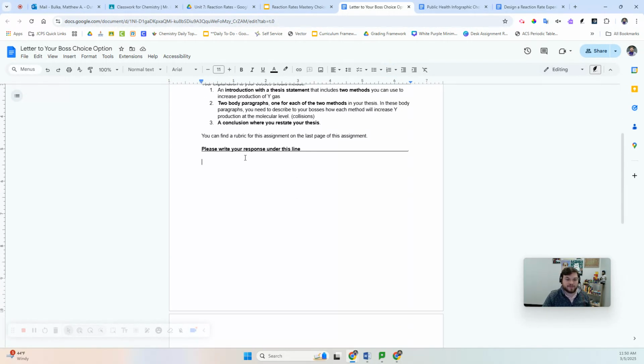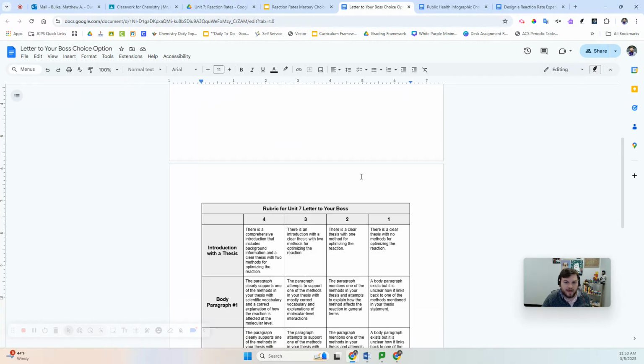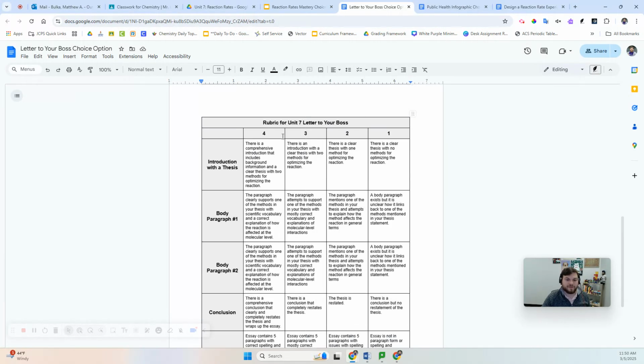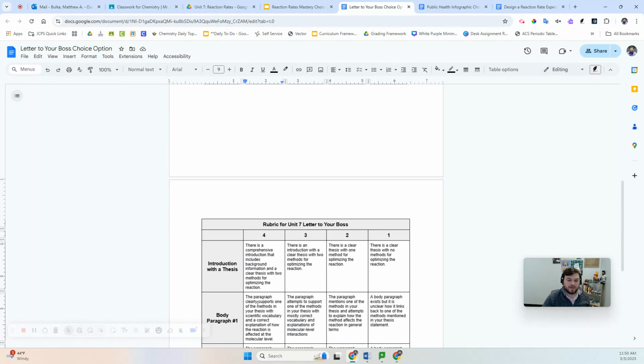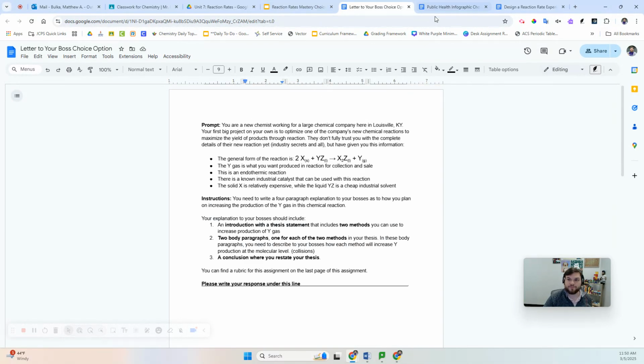You can write on this assignment as it's assigned to you. You can write under this line. And then there's a rubric on this last slide where you can see what quality work is in the 4 column here. Okay, so that is your first assignment.